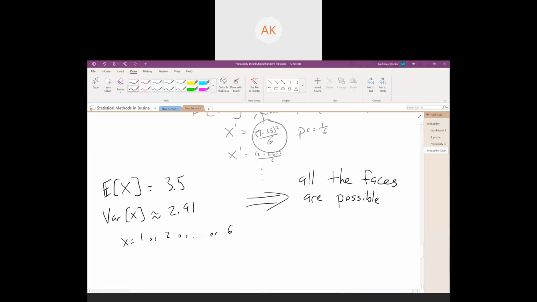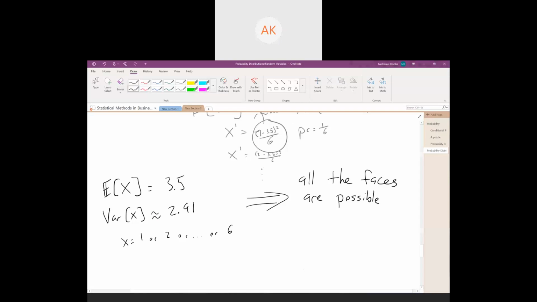Yeah, very good. So for this example, is the variance of 2.91 a big variance or a small variance? I'll say it's a small variance. I don't know, I got tripped up on that one.